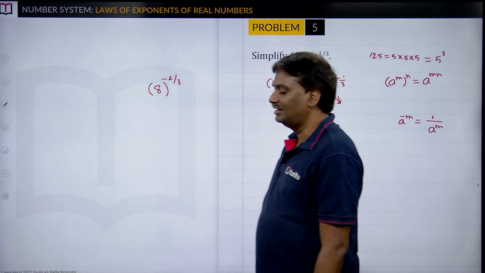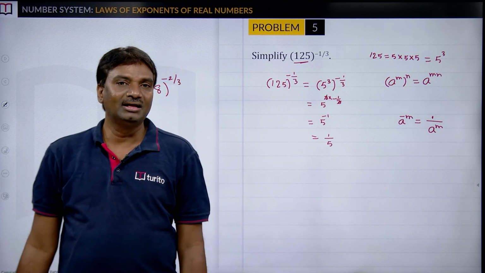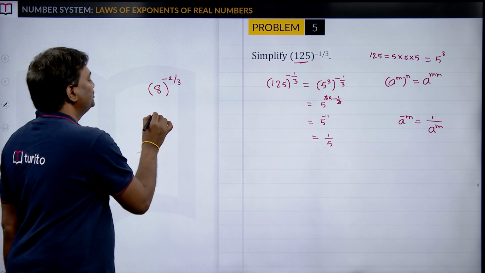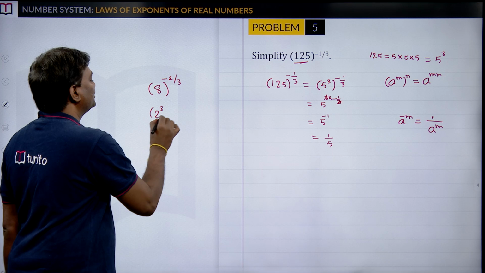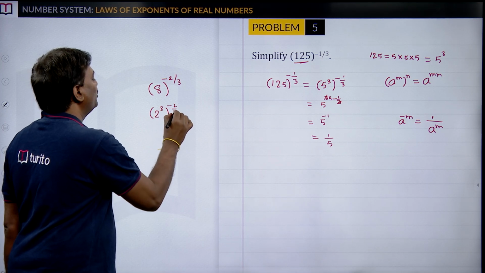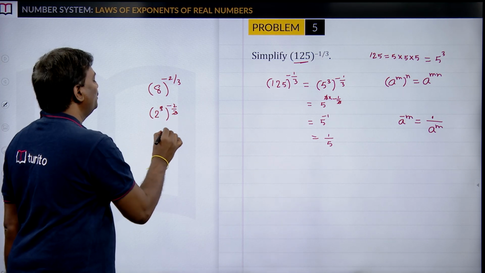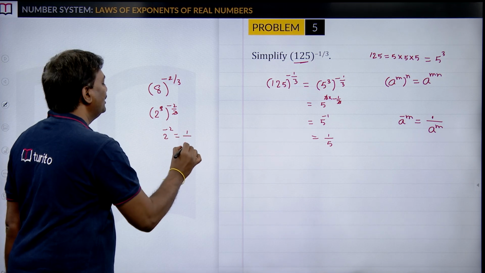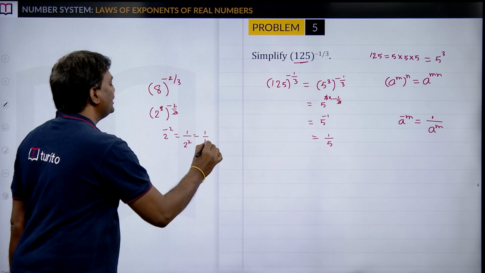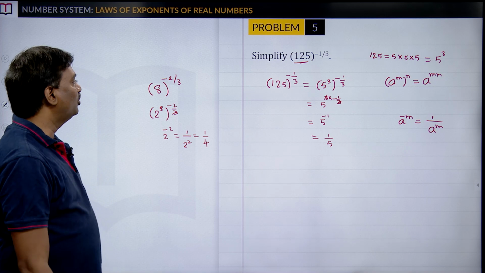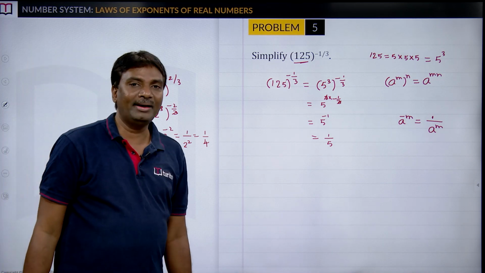Some students have sent me the answer. Okay, yeah, that's great. So you can write 8 as 2 cube, 2 power 3, power minus 2 by 3. The 3s get cancelled, 2 power minus 2, that is nothing but 1 by 2 square, that is 1 by 4. So the value of 8 power minus 2 by 3 is 1 by 4.